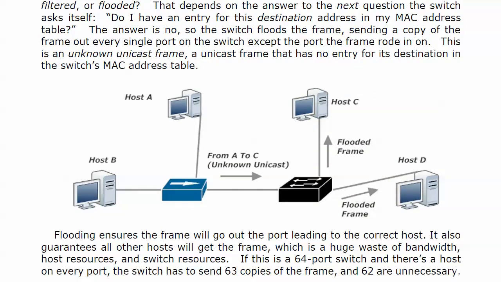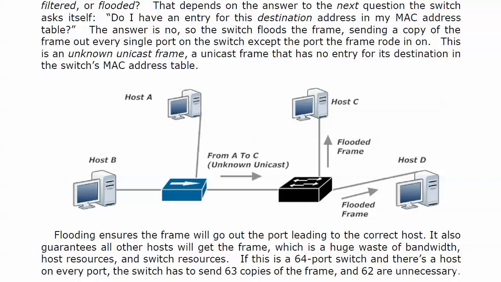So this is what ends up happening again. We get an unknown unicast from A to C, and it's unknown to the switch because the switch does not have an entry for C's MAC address. And in this case, that frame will be flooded. It will be sent on every port except the one it came in on. Now, there's good news and there's bad news. The good news is that flooding ensures the frame is going to go out the port leading to the correct host. And that's what we want, right?